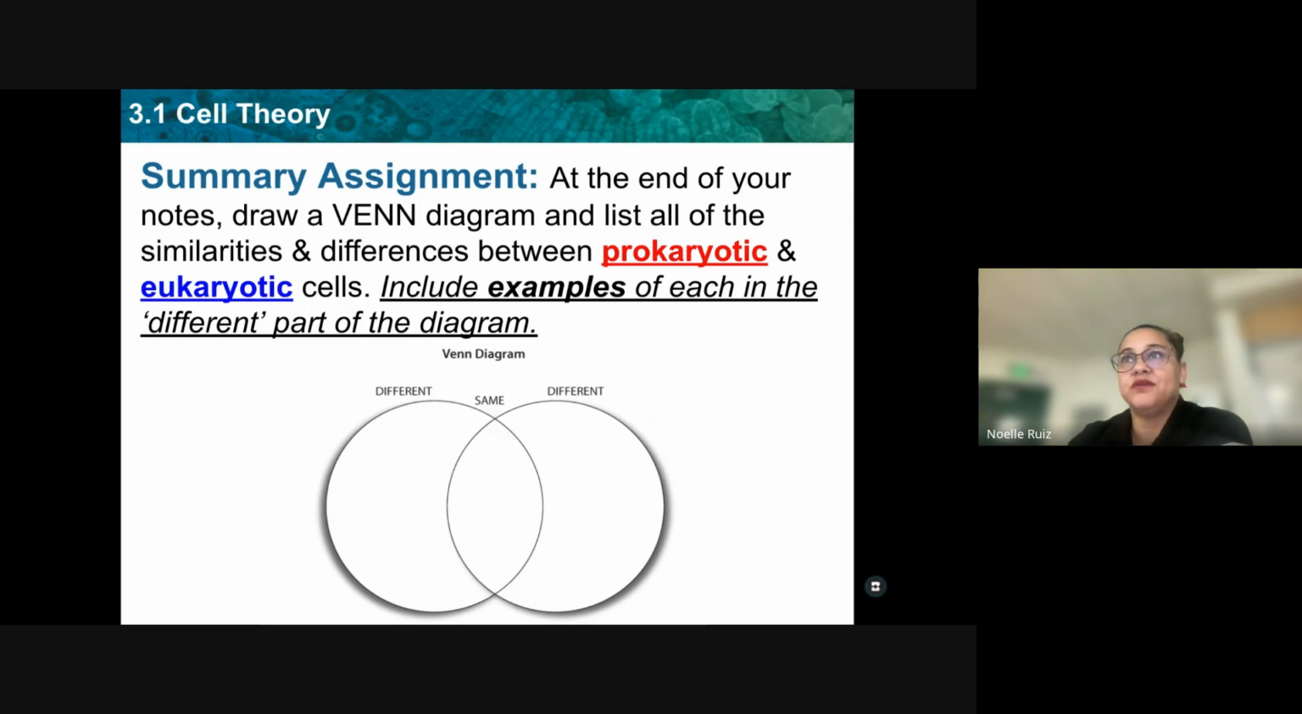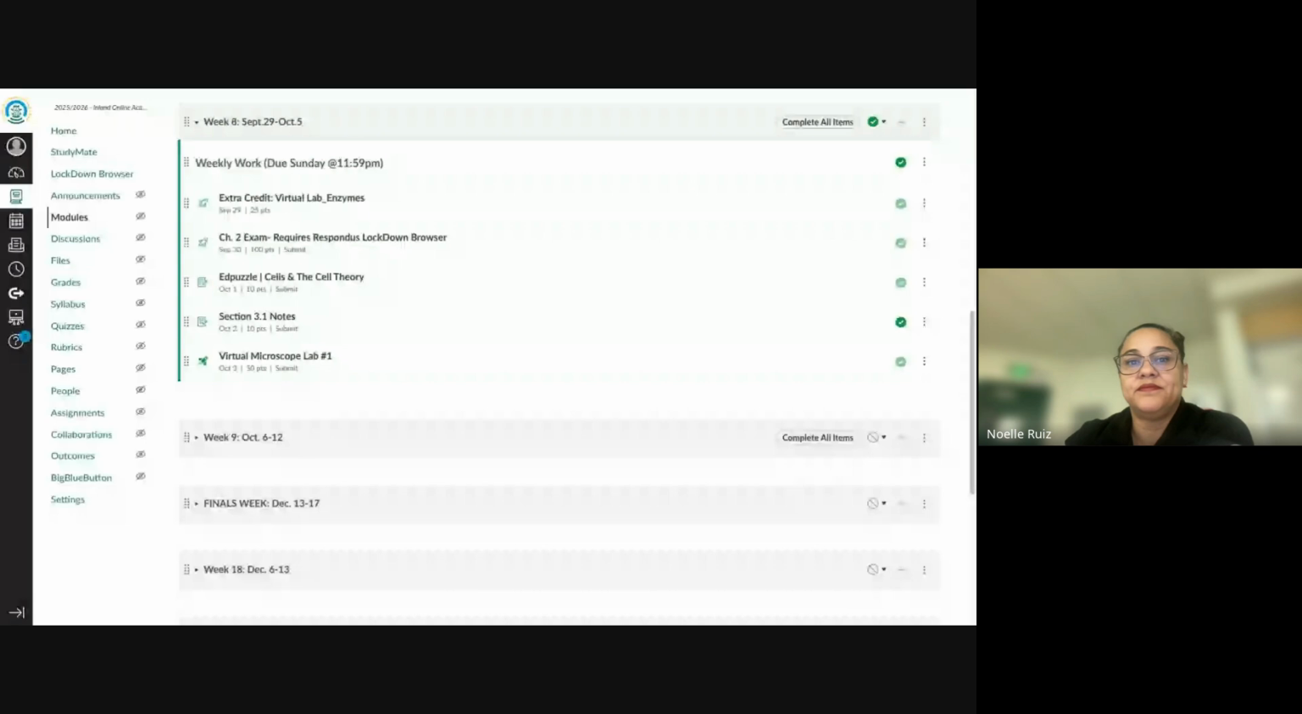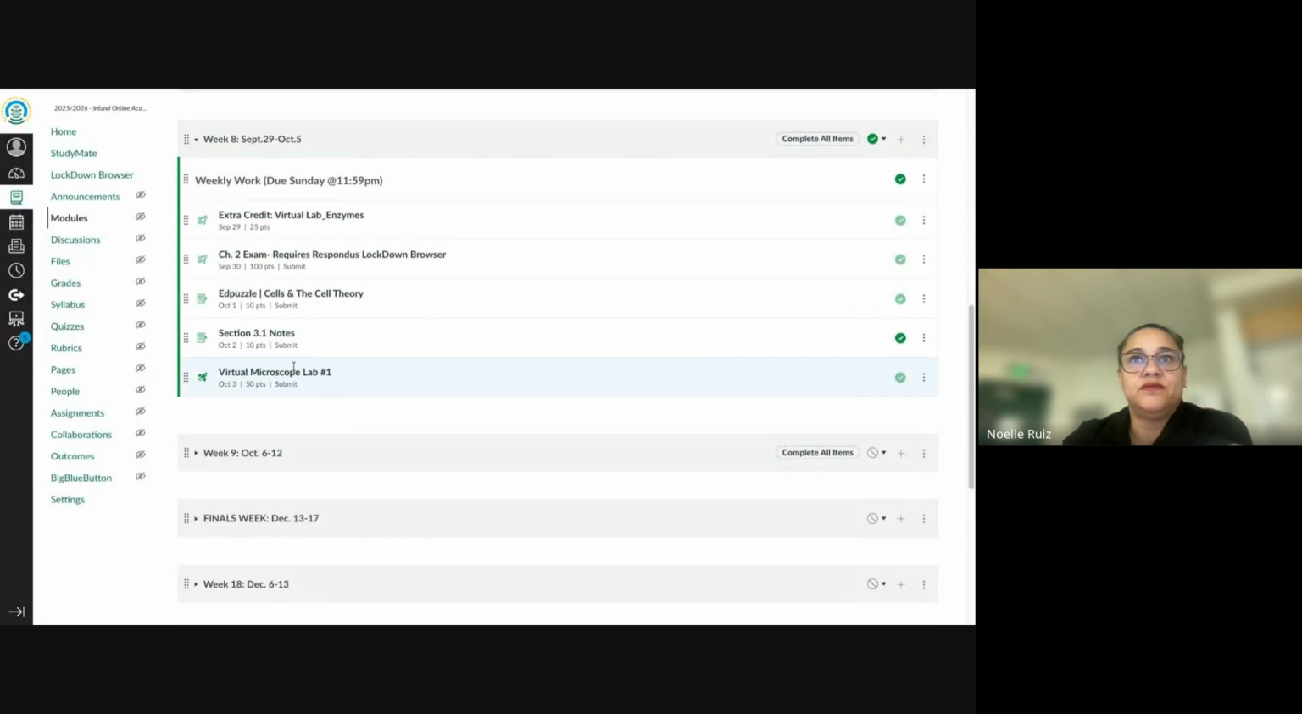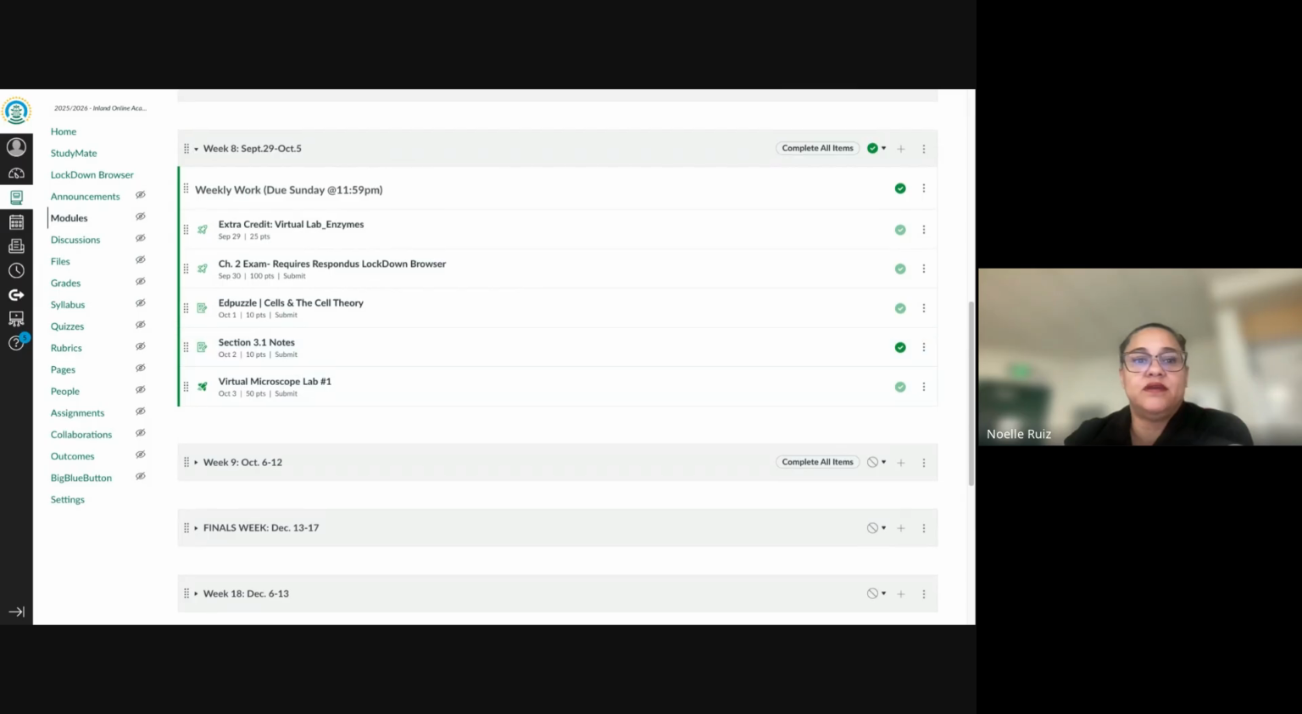And then the other thing I want to show you is your microscope lab. So right here, today we're doing section 3.1 notes. You also have a virtual microscope lab where you are learning about the microscope. You're learning about the parts, all that good stuff. So it's structured as a quiz, but it's just an assignment. You guys can do it as many times as you want to get full credit. And the website you're going to be looking at looks like this.